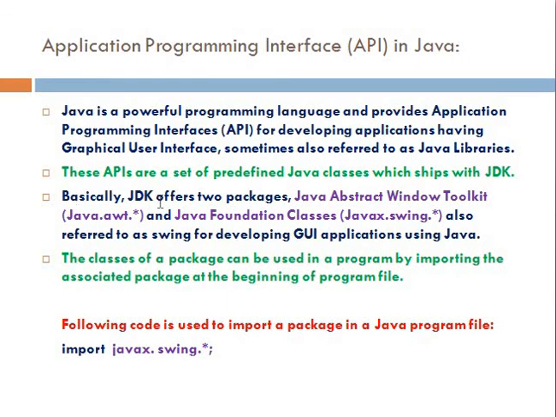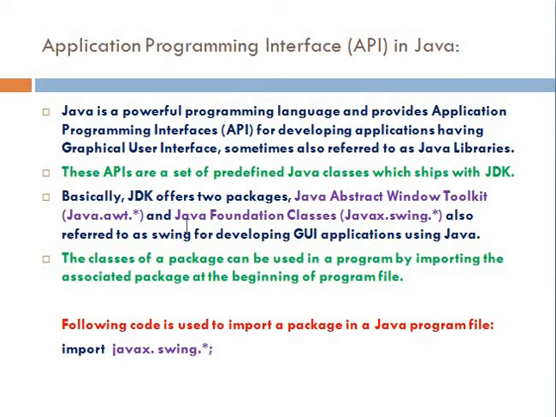Now basically the Java Development Kit offers two packages. Those are the Java Abstract Window Toolkit, and that is represented by this package java.awt.star, where AWT stands for Abstract Window Toolkit. Now the star here represents that there are many classes inside this package called java.awt, and these are the classes which are predefined in Java and ship along with the Java Development Kit.